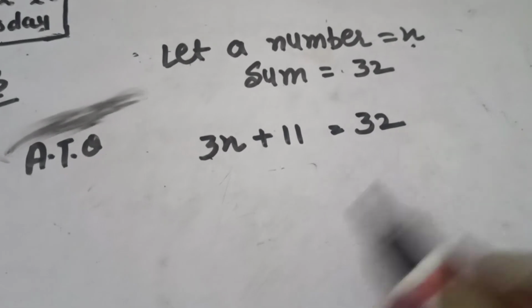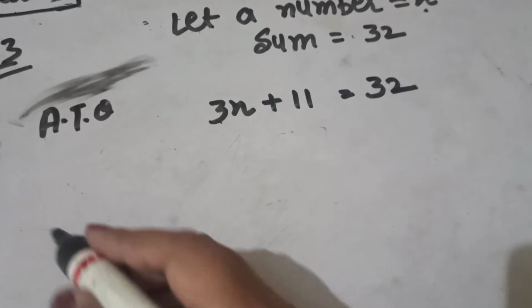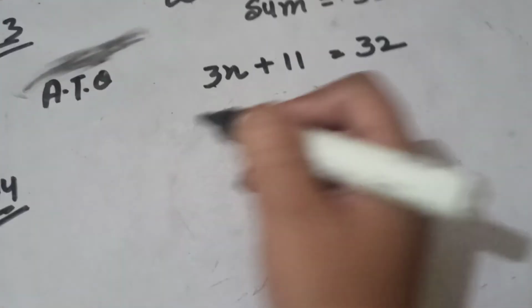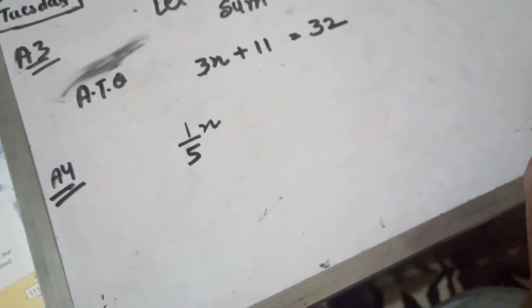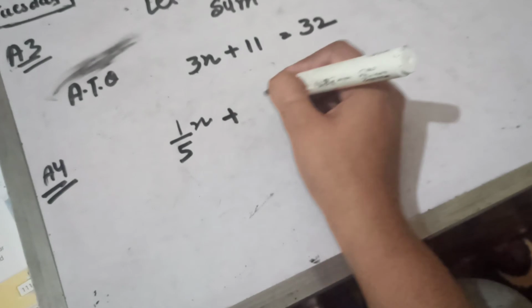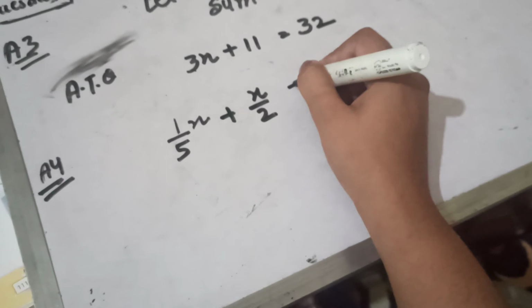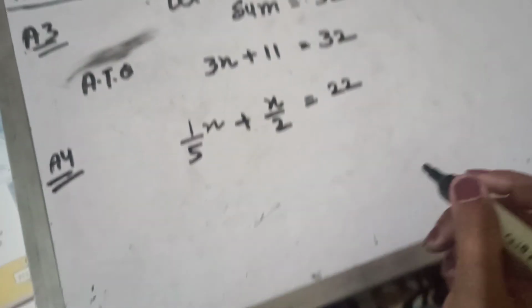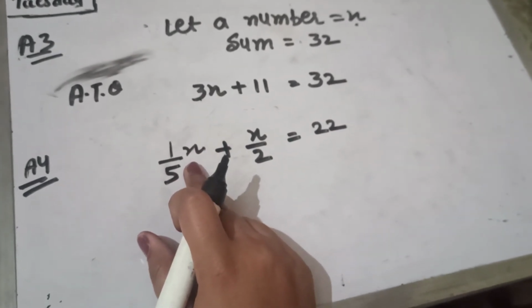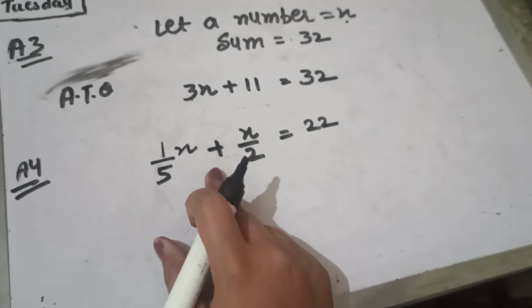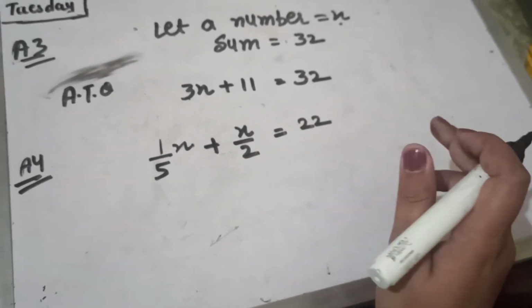After this, the A4. Same like you will write here x, let a number be x. 1/5 of a number, I am writing here just the statement. 1/5 of a number means 1 by 5 x added to, plus half of it, x by 2, is equals to 22. Right? 1/5 of x plus, added means plus, half of it, 1 by 2 or x by 2, is equals to 22.